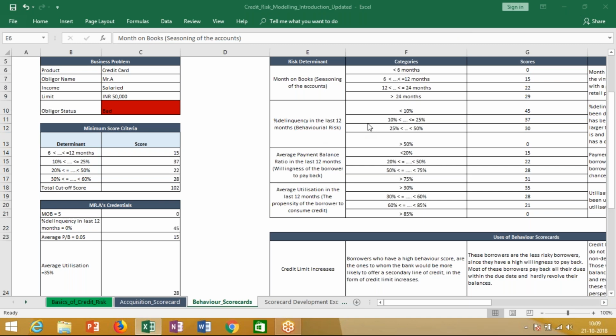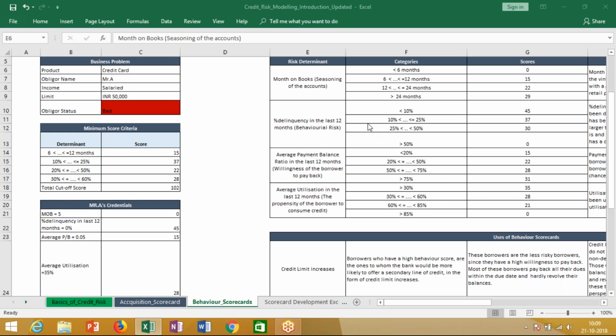So like this, we have these four variables. The delinquency variable is one variable, the payment balance is one variable, utilization is one variable. If you look into these variables, they are all behavioral in nature. They reflect some behavioral aspect of a borrower associated with a product. These variables will help us capture the behavior risk associated with the borrower's lending.